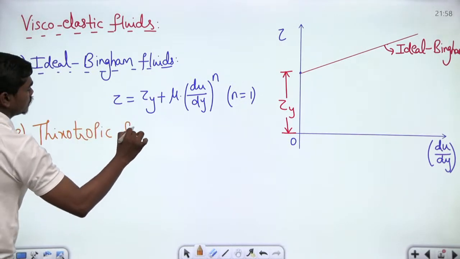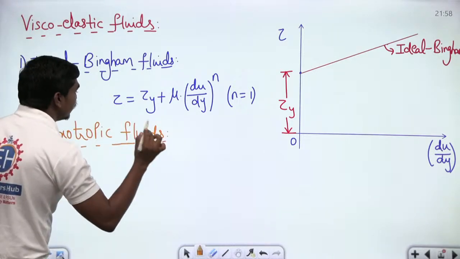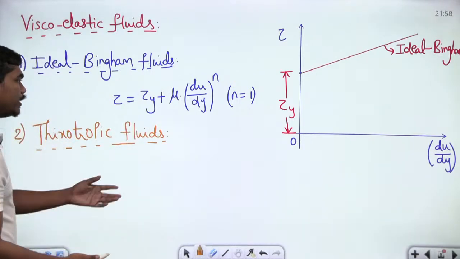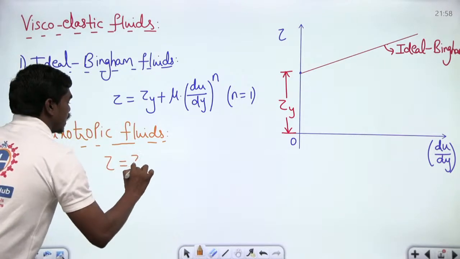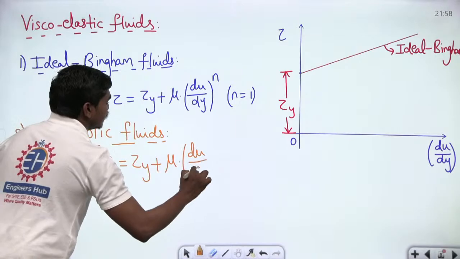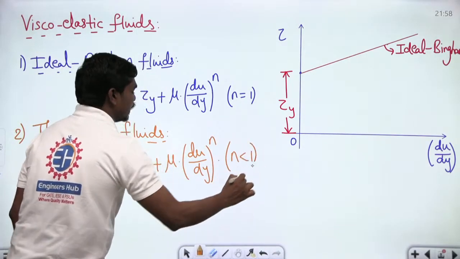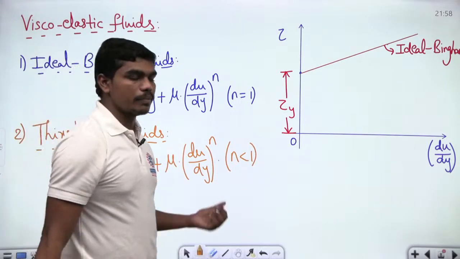Thixotropic fluids. Okay, so in case of thixotropic fluids, again your n will be less than 1. Mu into du by dy, of course, and this n value is less than 1. Basically, along with depending on this, they depend on the time as well because of this yield stress.